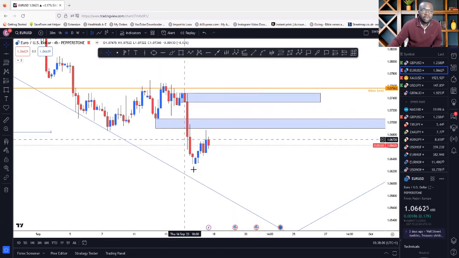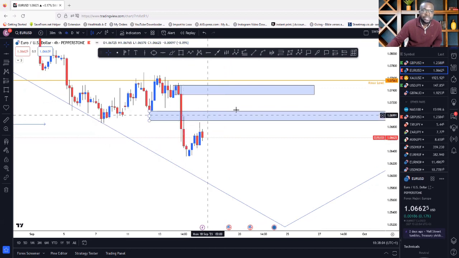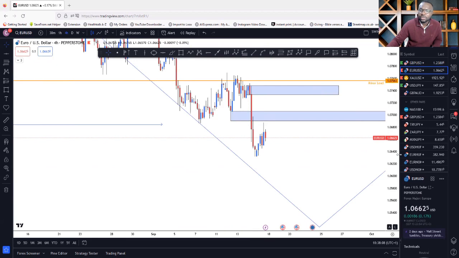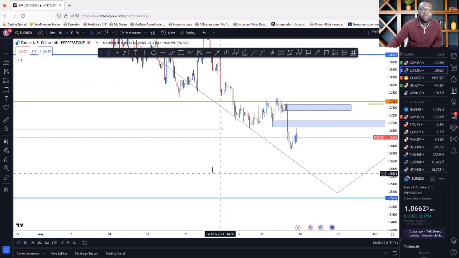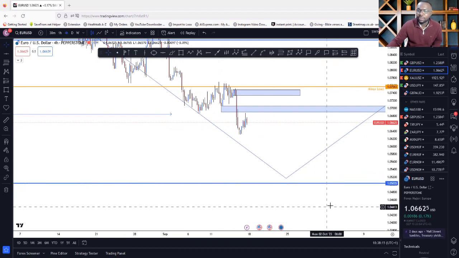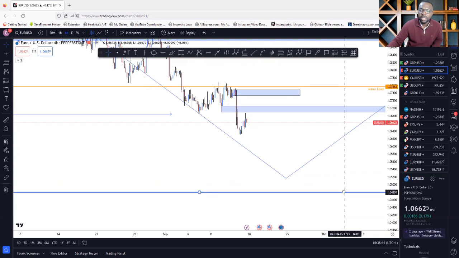But if not, watch out for this retracement. See when it ends, and then you're going to be looking for opportunity to sell. So on Euro USD, we are looking for more sell to the 1.0500 psychological level. That's where we will end.